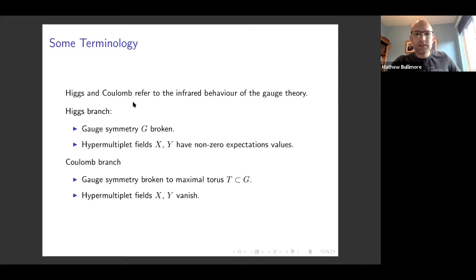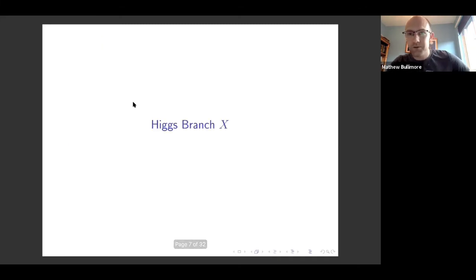On the other hand, a Coulomb branch is somewhere where the gauge symmetry is typically broken to a maximal torus. So it's an abelian gauge theory. That's why we call it a Coulomb branch. And the hypermultiplets vanish. So this is typically what the behavior will be like in each of these branches. And that's why we call them that way. Okay, so I'd like to discuss, well, maybe I can stop for some questions there. Otherwise, I'm going to move on to talk about the Higgs branch. So are there any questions at this point?